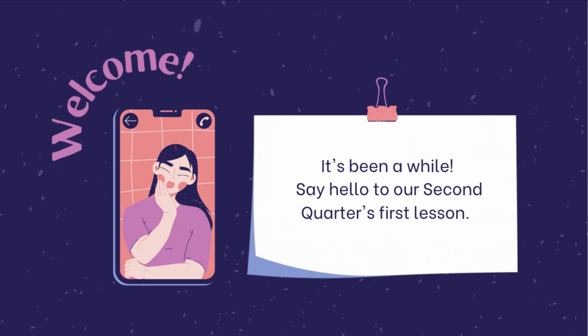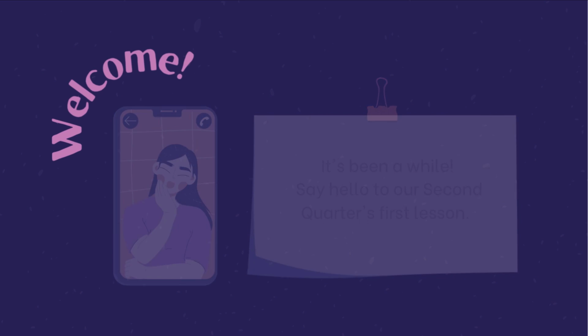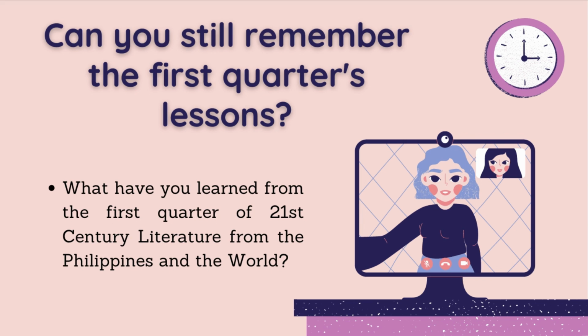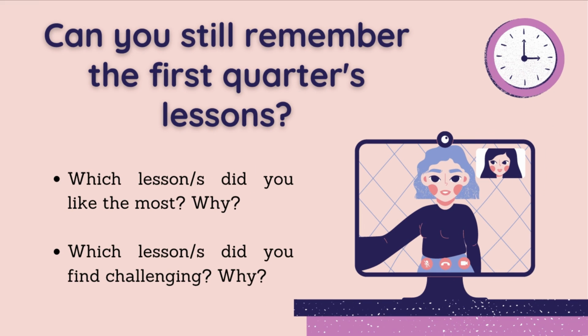Before we discuss our new lesson for the second quarter, let us have a short recall. Can you still remember the first quarter's lessons? Try to answer the following questions. First, what have you learned from the first quarter of 21st century literature from the Philippines and the world? Which lesson or lessons did you like the most? Why? And lastly, which lesson or lessons did you find challenging? I hope that you keep in your mind the lessons that we have tackled.